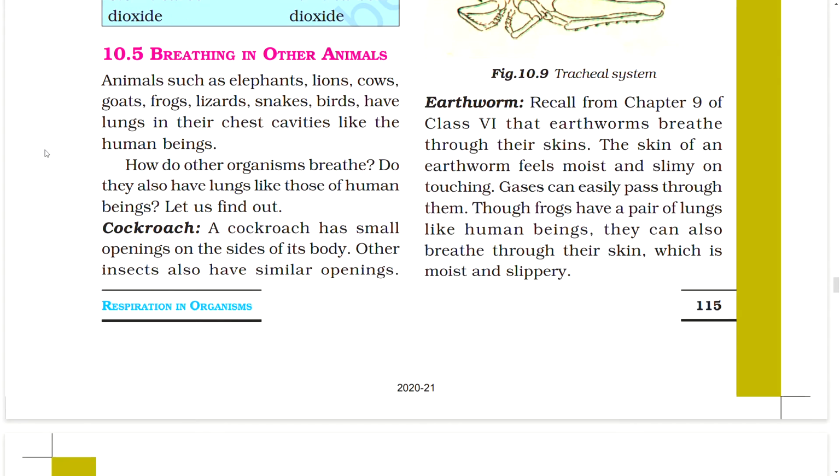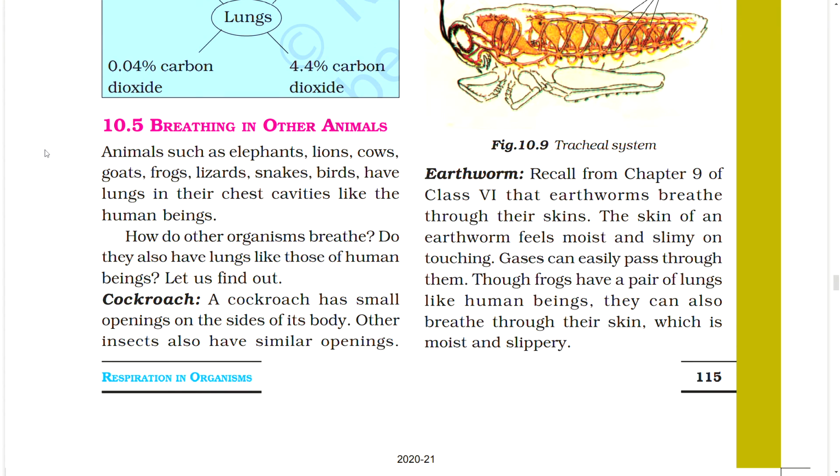10.5. Breathing in other animals. Animals such as elephants, lions, cows, goats, frogs, lizards, snakes, birds have lungs in their chest cavities like the human beings.